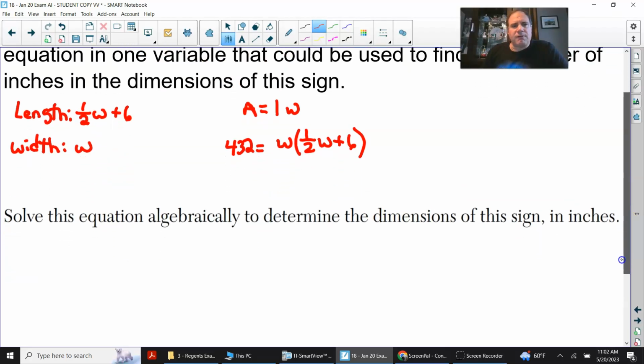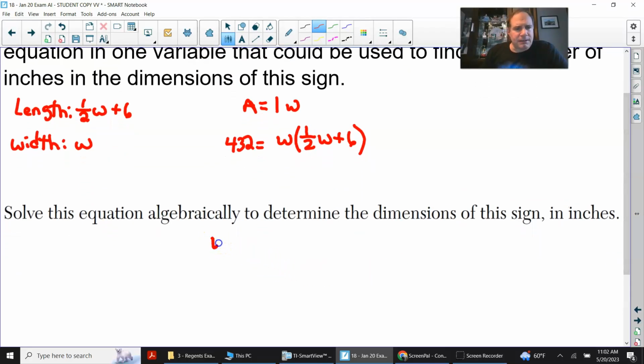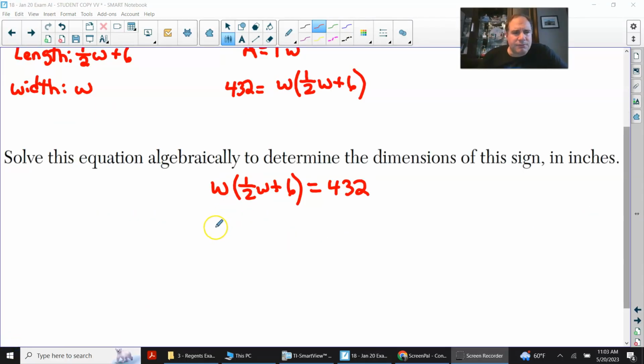So I'm going to rewrite that and put W times 1/2 W plus 6 equals 432. In order to solve this, I'm going to use the distributive property. This is 1/2 W squared plus 6W equals 432.